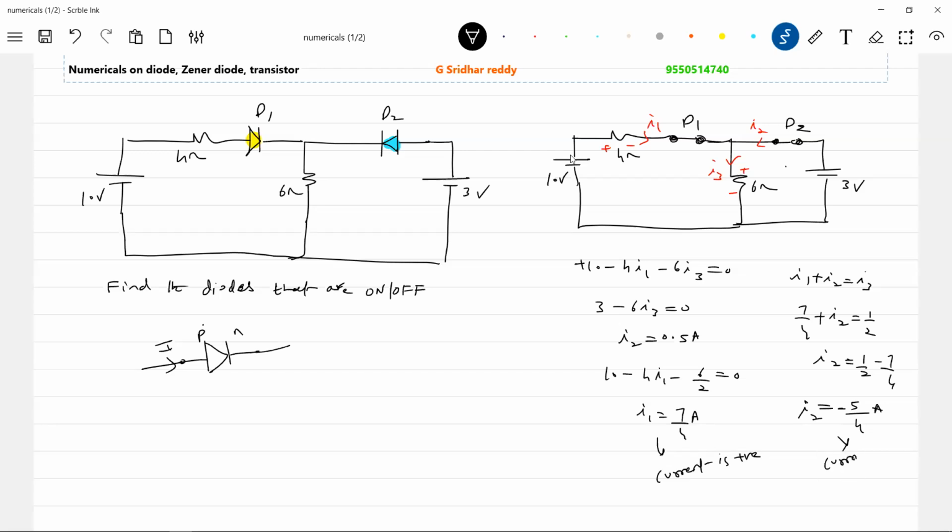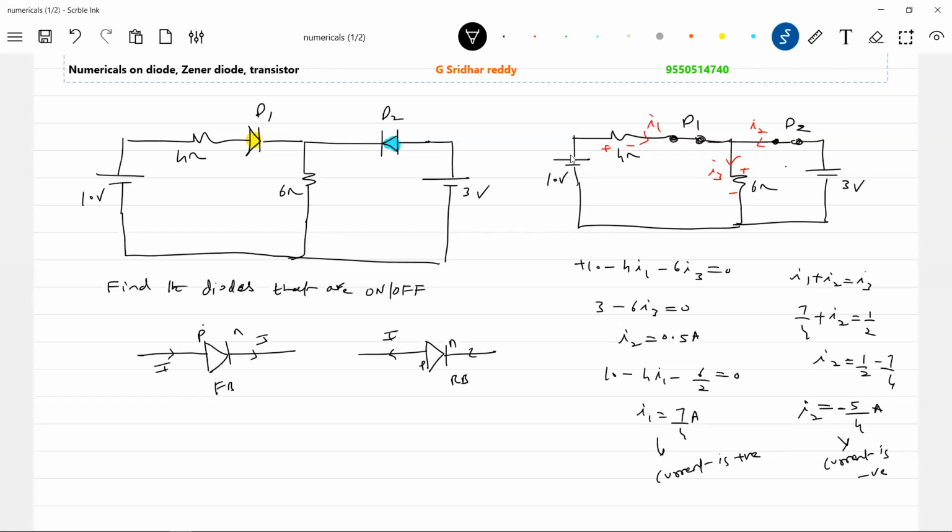Okay, now look at this one. For a diode, current enters, and if a current flows like this, this is what happens in forward bias. Am I right? And this is what happens in reverse bias. This is very important. So from numericals, we can conclude like this.